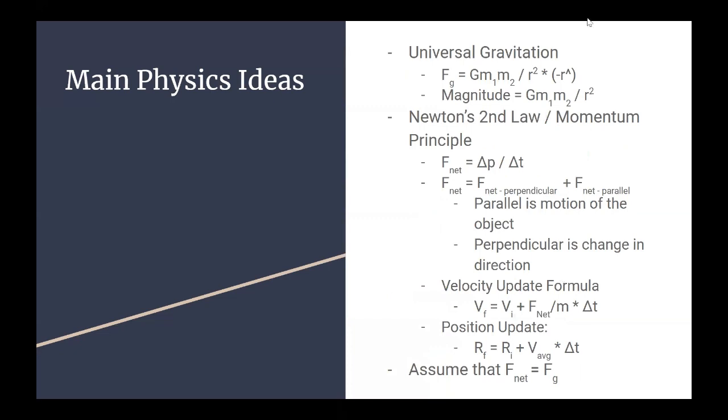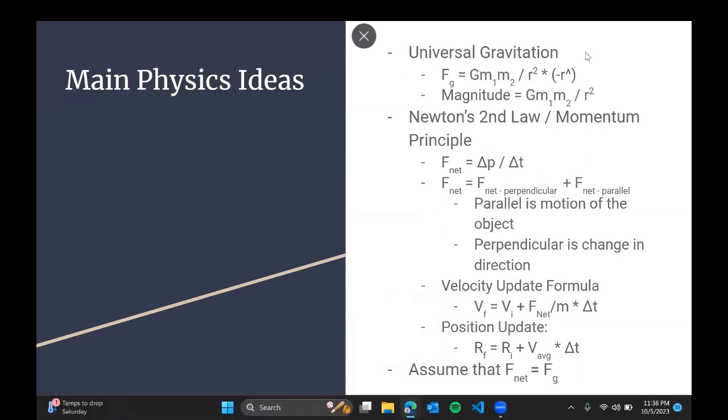All right, so we've also got the universal gravitation law, which is just Fg is equal to G mass 1 times mass 2 divided by radius squared times the negative r hat. And we also got magnitude. And we also got Newton's second law and the momentum principle, which is just F net is equal to the change in momentum over the change in time. And we've also got F net, which has perpendicular and parallel components to it. We got our velocity update and our position update as always.